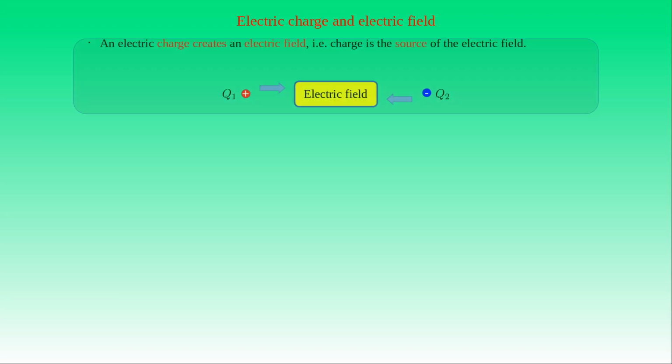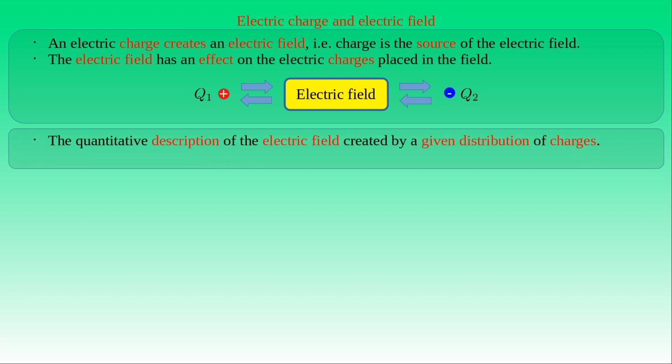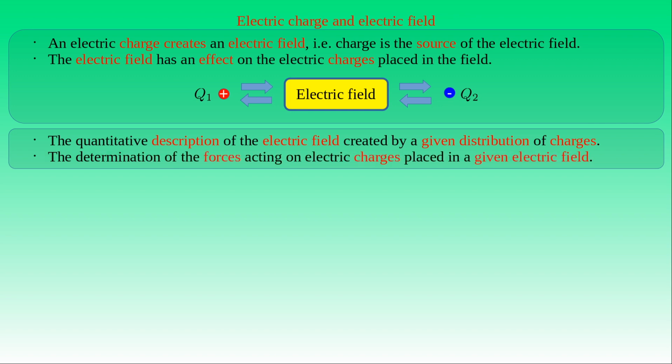It follows from the above considerations that the relationship between electric charge and electric field is twofold. On the one hand, an electric charge creates an electric field, that is, charge is the source of the field. On the other hand, the electric field has an effect on the electric charges placed in the field. Therefore we have to solve two different problems. The first problem is to give a quantitative description of the electric field created by a given distribution of electric charges. The second problem is to determine the forces acting on electric charges placed in a given electric field.